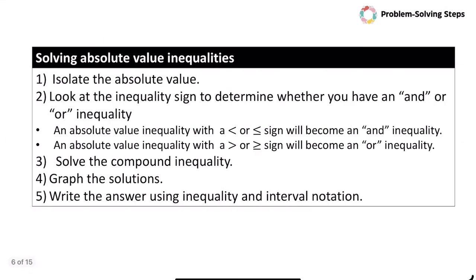So let's apply this to solving absolute value inequalities. As always, just like we do when we are solving equations, we're going to start off by isolating the absolute value. Then once we've done that, we're going to look at the inequality sign to determine whether we have an and inequality or an or inequality. Remember that the inequality sign is going to determine this, right? So a less than or equal to will become an and inequality. Greater than or equal to will become an or inequality.